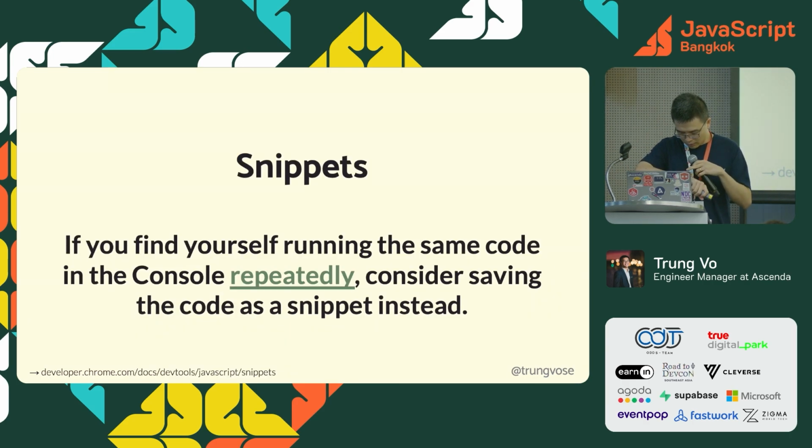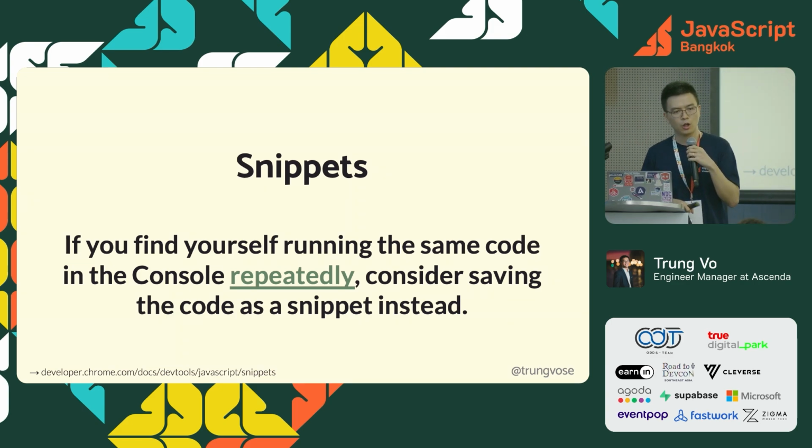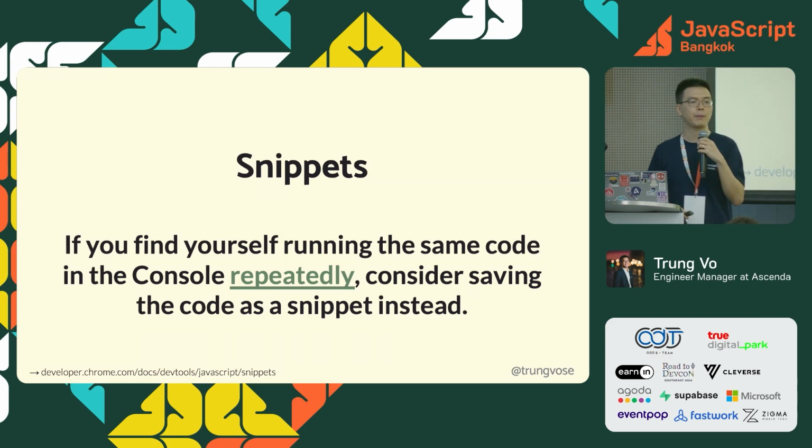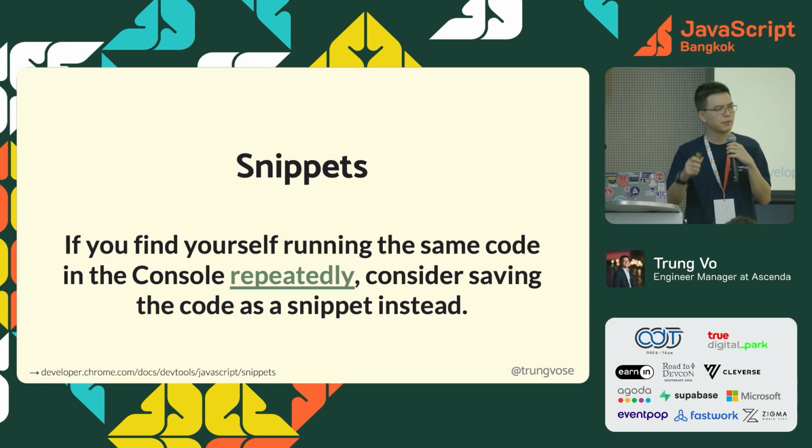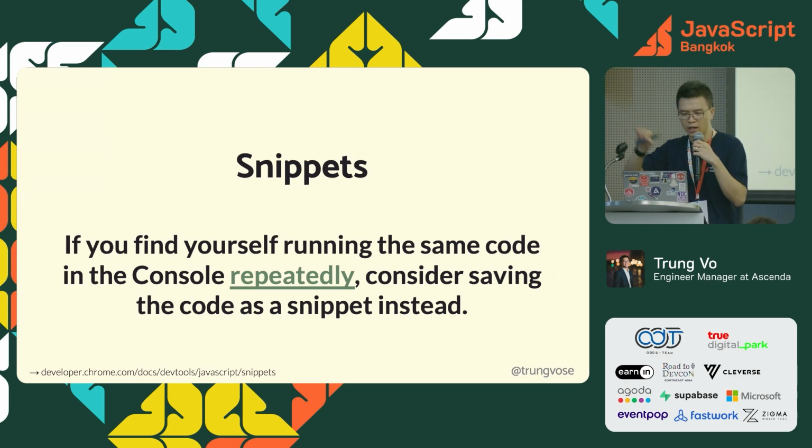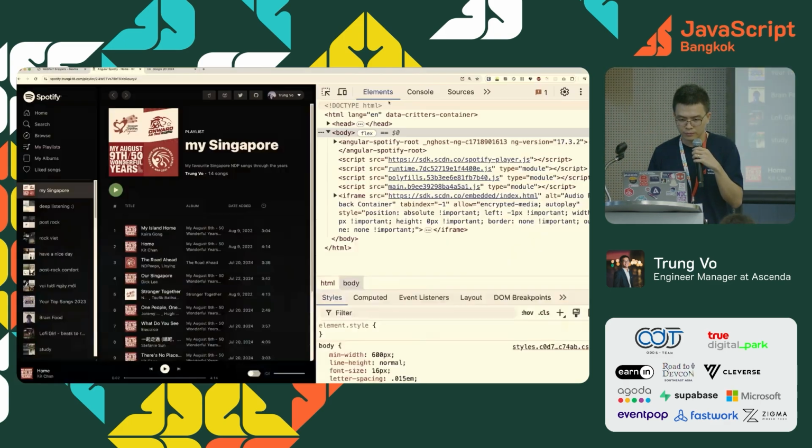Let me see how long I have. Okay, I have like 7 minutes. So the next thing is snippets. When you need to run the same code over and over again, you can look for snippets. Instead of copying the file somewhere, you can store it in Chrome.